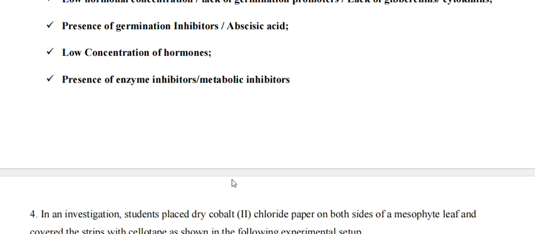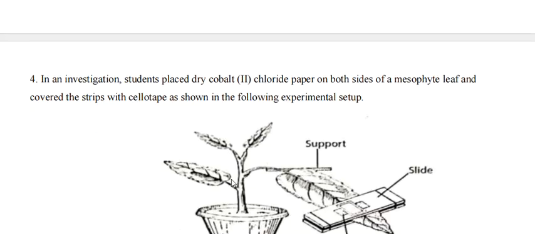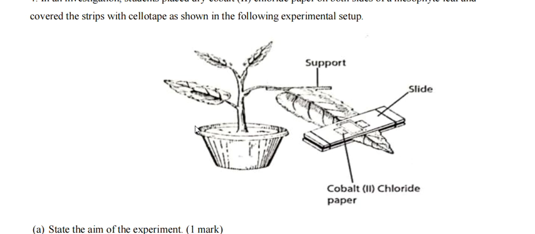Then question 4: in an investigation, students placed dry cobalt-2 chloride paper on both sides of a mesophyte leaf and covered the strips with sellotape as shown in the following experimental setup.